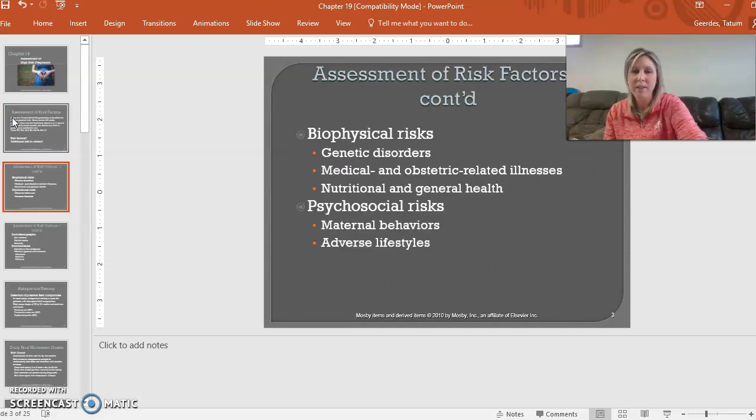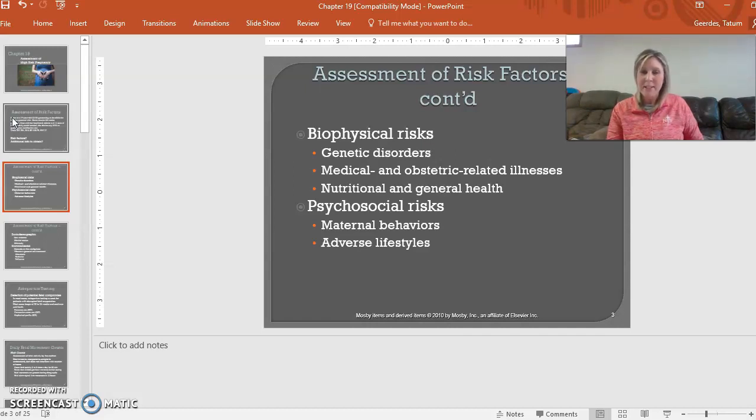All right, let's move on and we'll talk about biophysical risks. So biophysical risks include genetic disorders, medical and obstetric related illnesses, nutritional and general health. So with genetic disorders, basically we want to know if there's any genetic factors that can interfere with the normal growth and development of the fetus. So things like defective genes, inherited disorders, and chromosomal abnormalities would fall into that category. Medical and obstetric related illnesses would be any complications with her current pregnancy or past pregnancies.